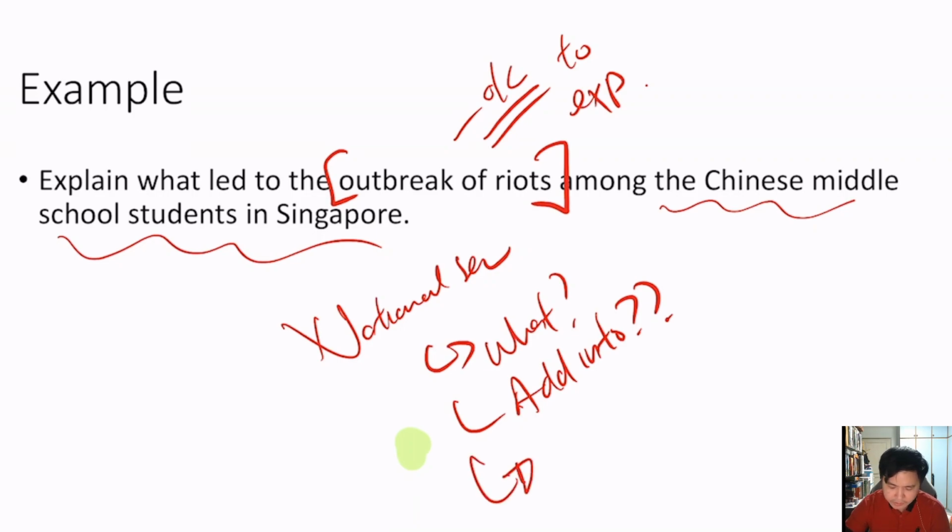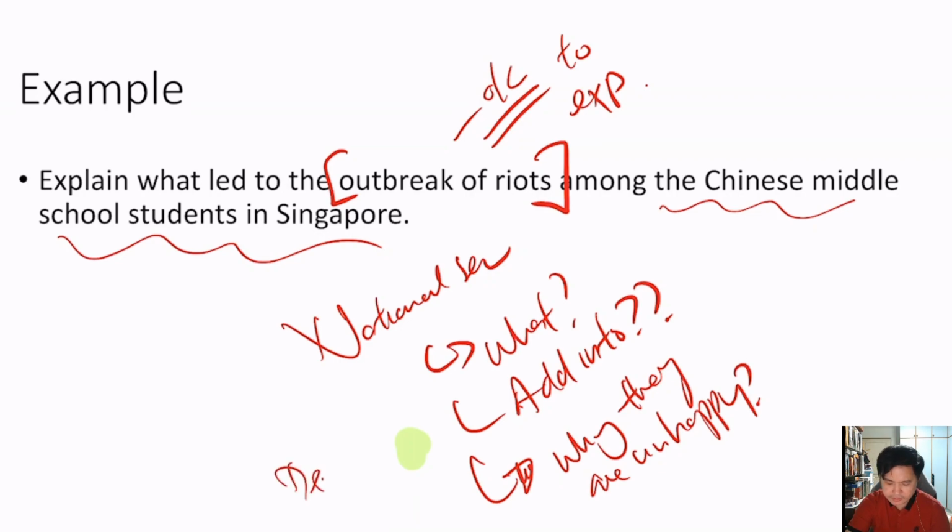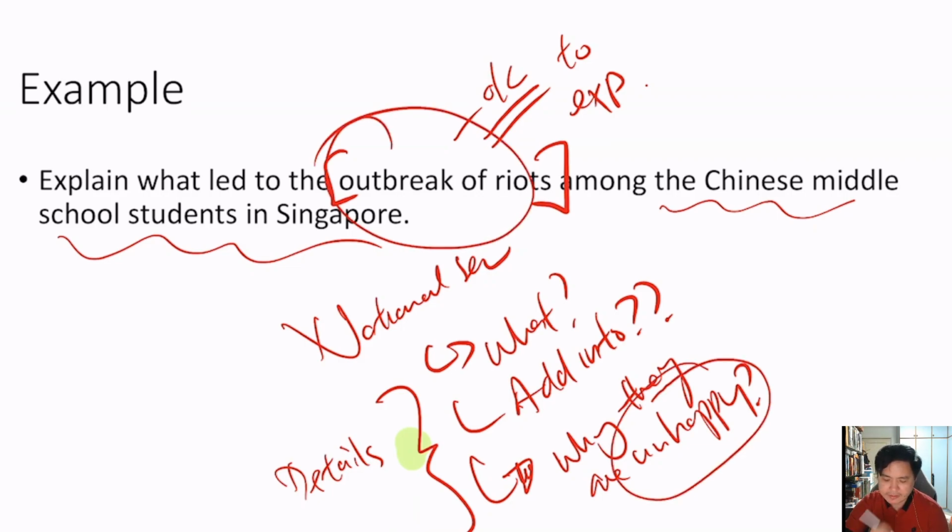Then you can also include, why are they angry? They are unhappy with these things. That will be your details. All these things are for my details. Then you must link it to the outbreak of riots. So how did this unhappiness that they felt lead to the outbreak of riots? That is the second part.